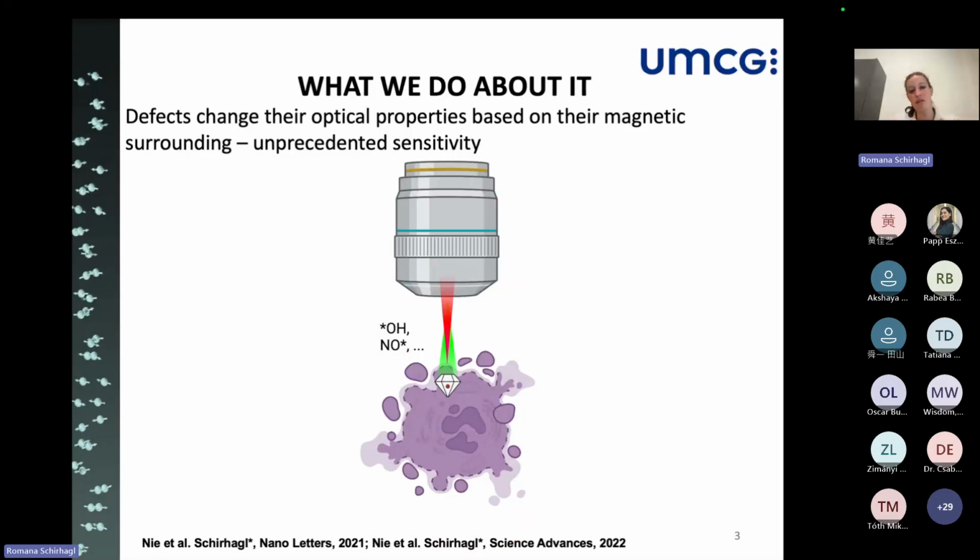So what do we do? As Harsh mentioned already, we are working with defects that change their optical properties based on the magnetic surrounding. What does that mean? We have basically something that is kind of like in an MRI, but measured in an optical way. The particles essentially translate very small magnetic signals into relatively big optical signals that we can measure in a microscope. So now we have these small nanodiamonds that we put in the cells.